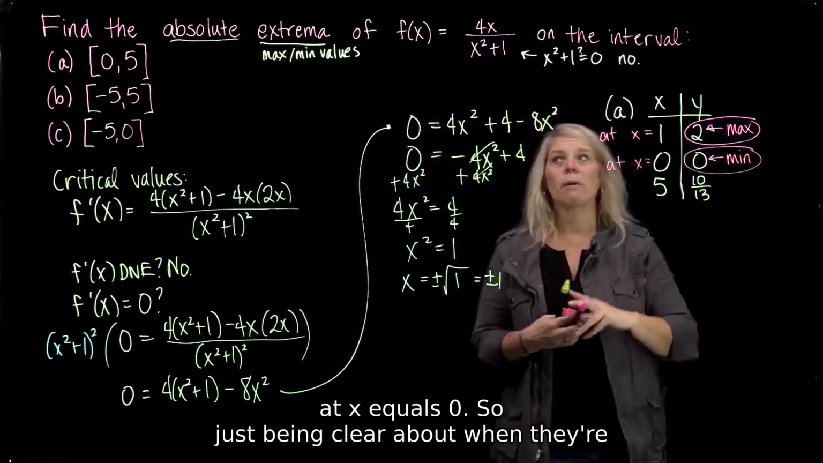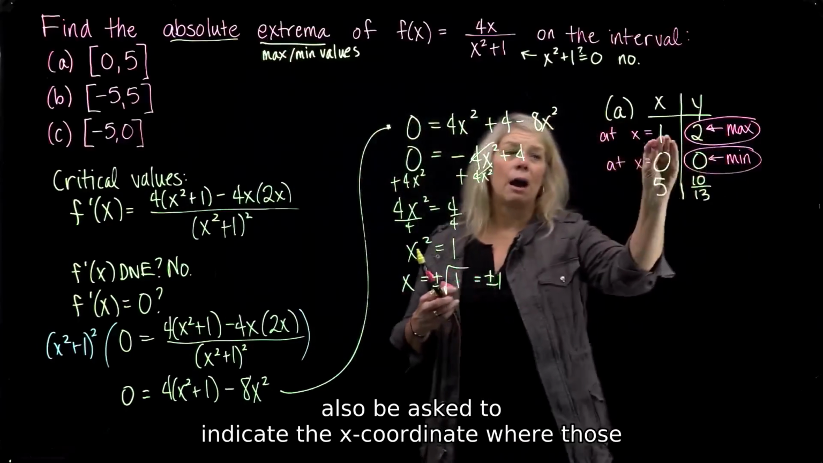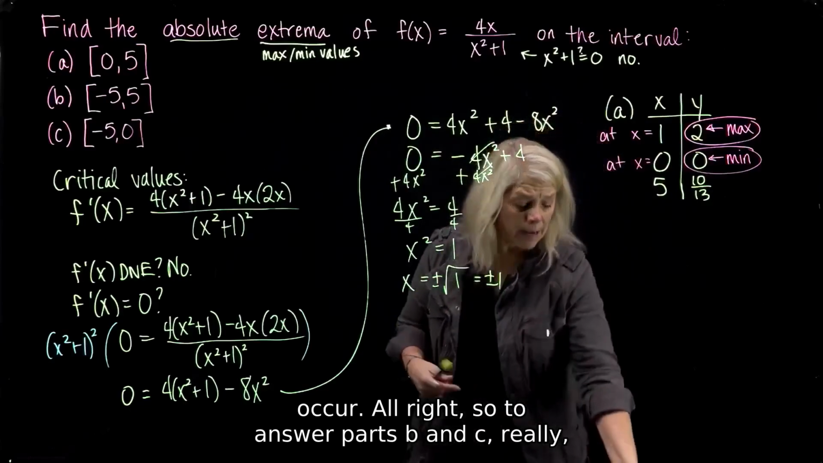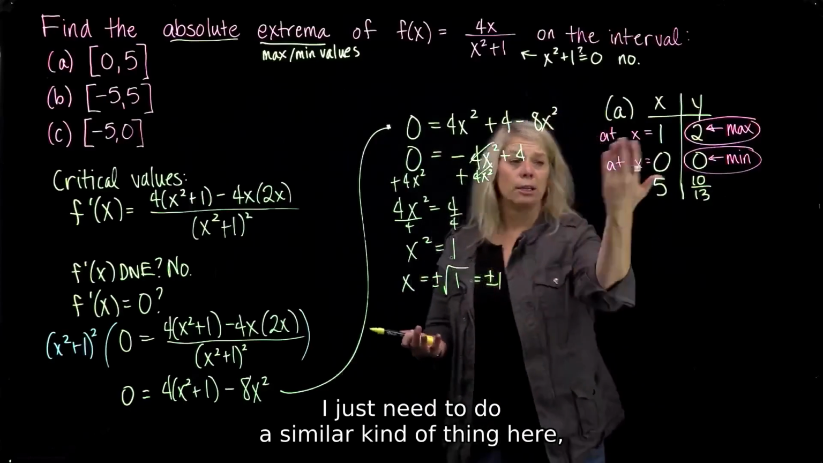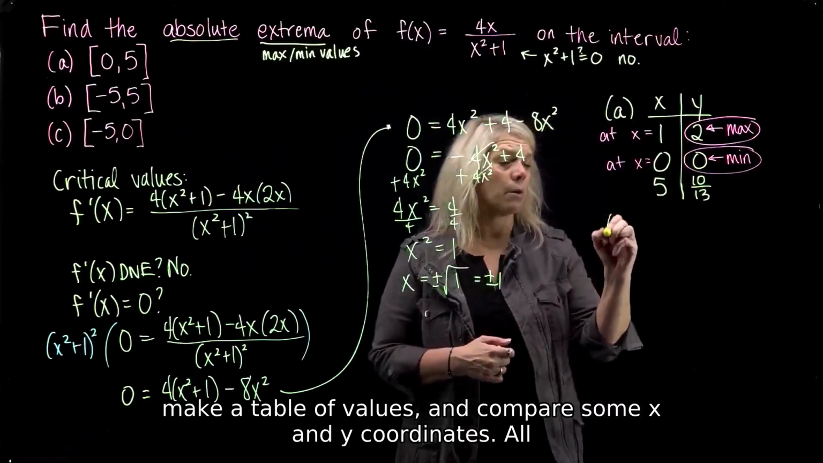So just being clear about when they're asking for absolute extrema, they're really asking for the output values, but you might also be asked to indicate the x coordinate where those occur. All right, so to answer parts B and C, I just need to do a similar kind of thing here: make a table of values, and compare some x and y coordinates.